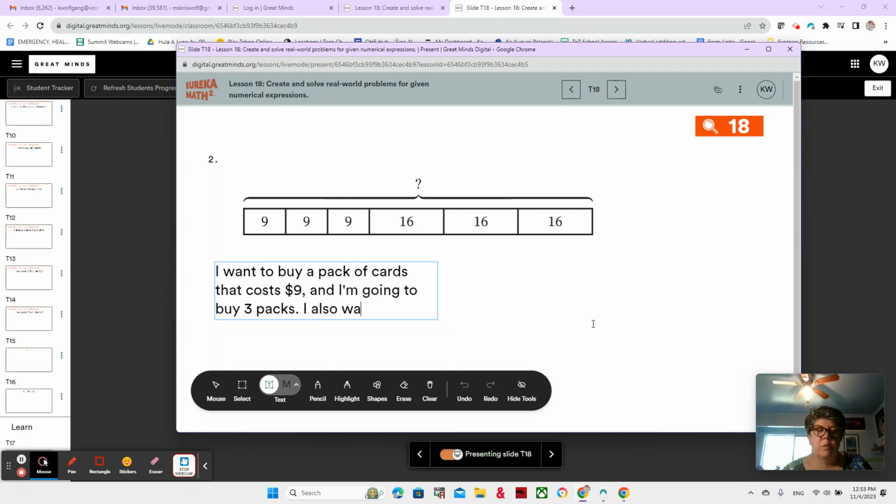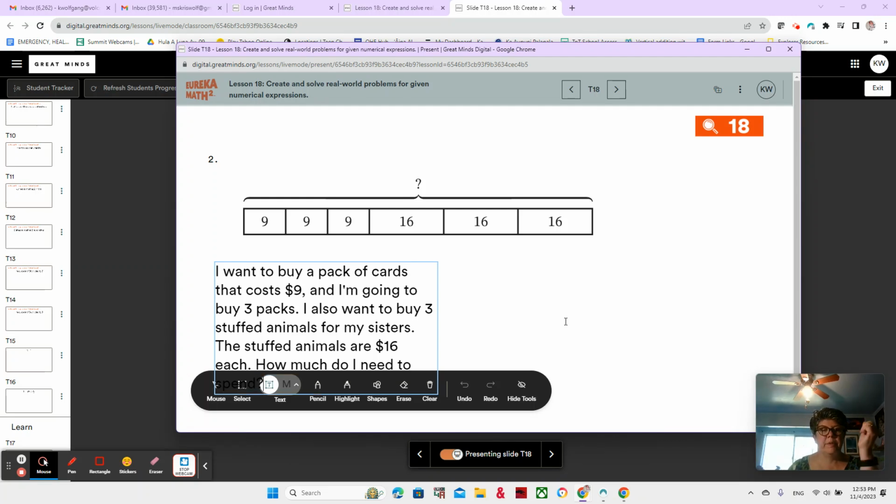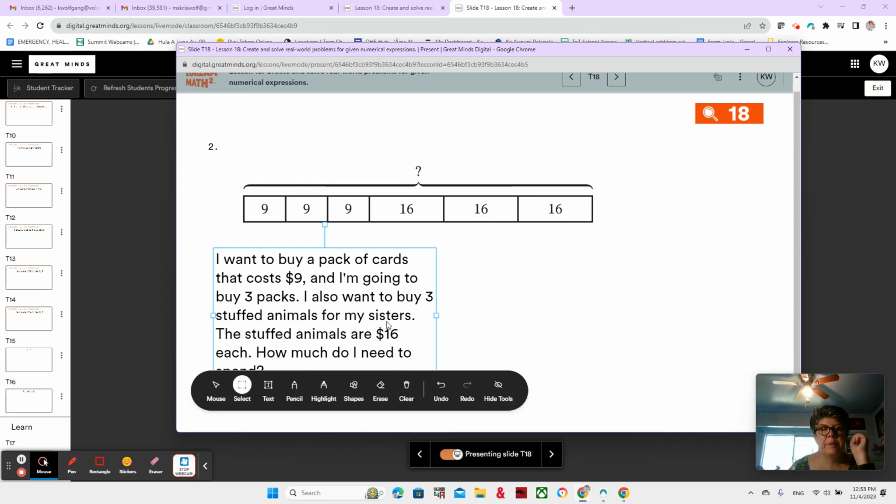I also want to buy 3 stuffed animals for my sisters. The stuffed animals are $16 each. How much do I need to spend? All right, better make that a little bit bigger for us there.